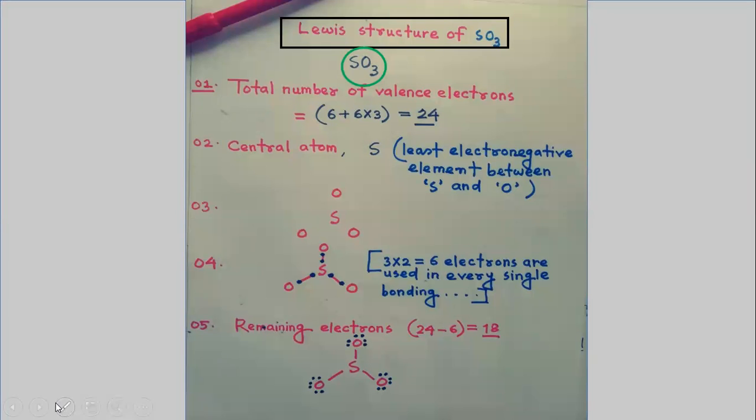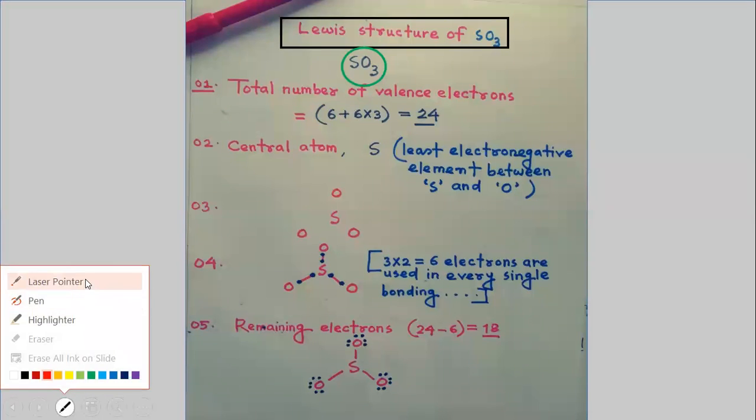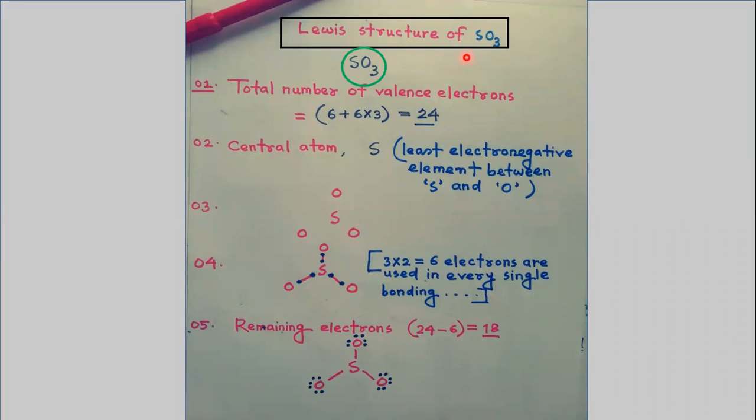In this class, I will show you the Lewis structure of sulfur trioxide. Now the formula of sulfur trioxide is SO3. So first we have to calculate the total number of valence electrons. We know the outer shell electrons of sulfur is 6.